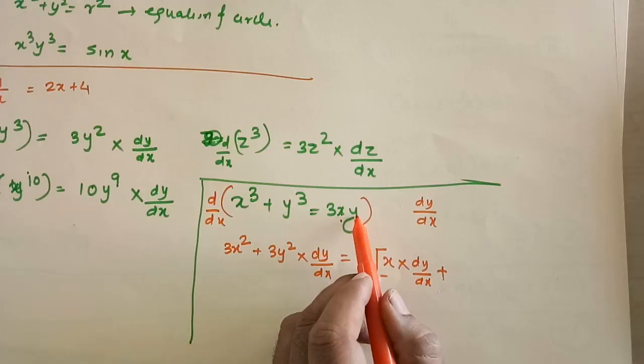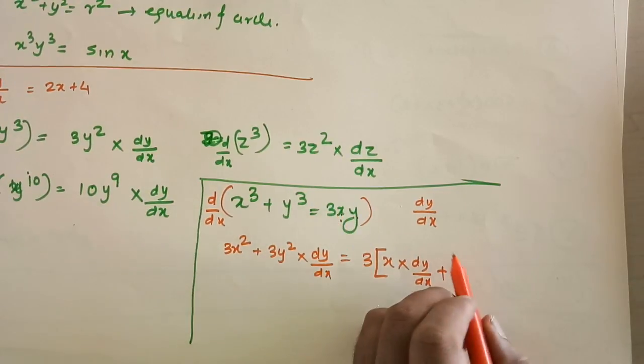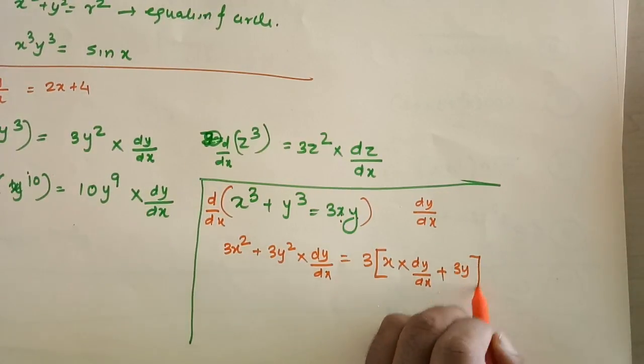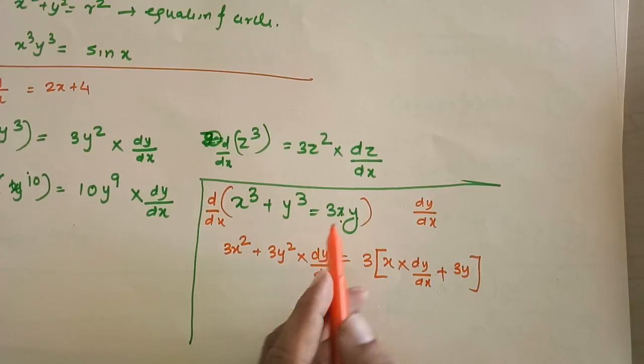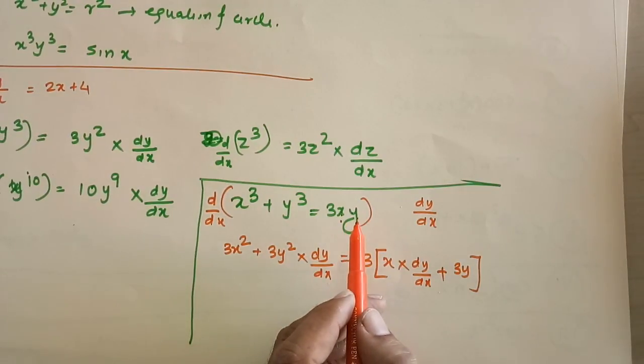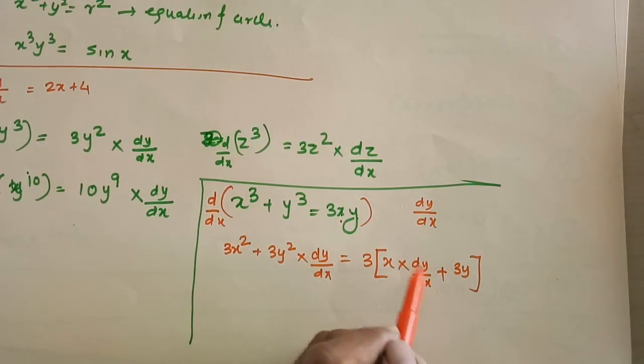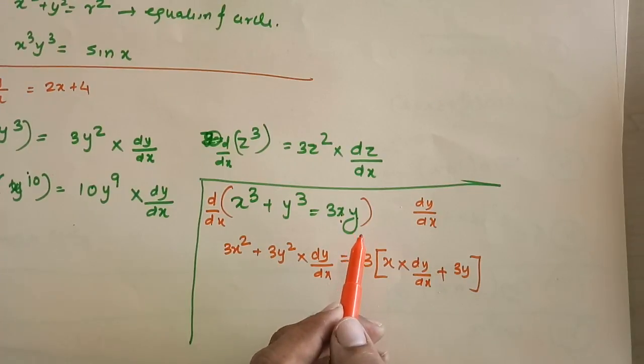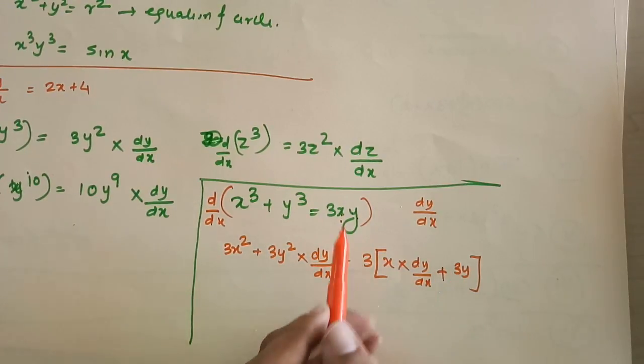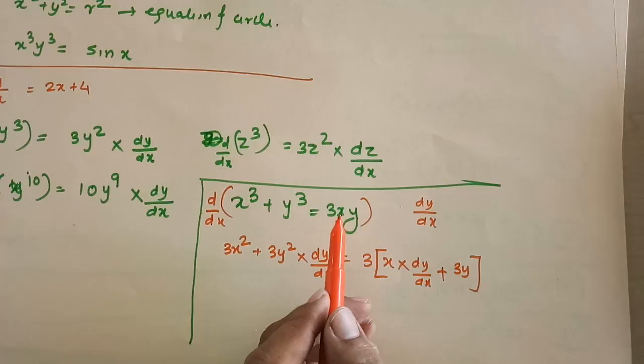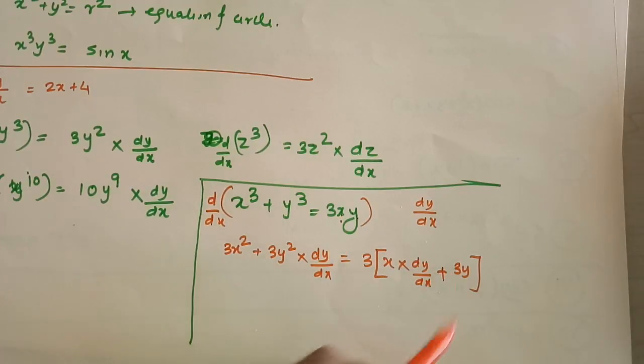Plus, if I differentiate x with respect to x, I'm going to get 3y. So this is the main step: x into derivative of y, and derivative of y is going to be dy by dx. It's with respect to the other variable. And you have 3y, because derivative of x is 1. So that's why it is 1 out here.